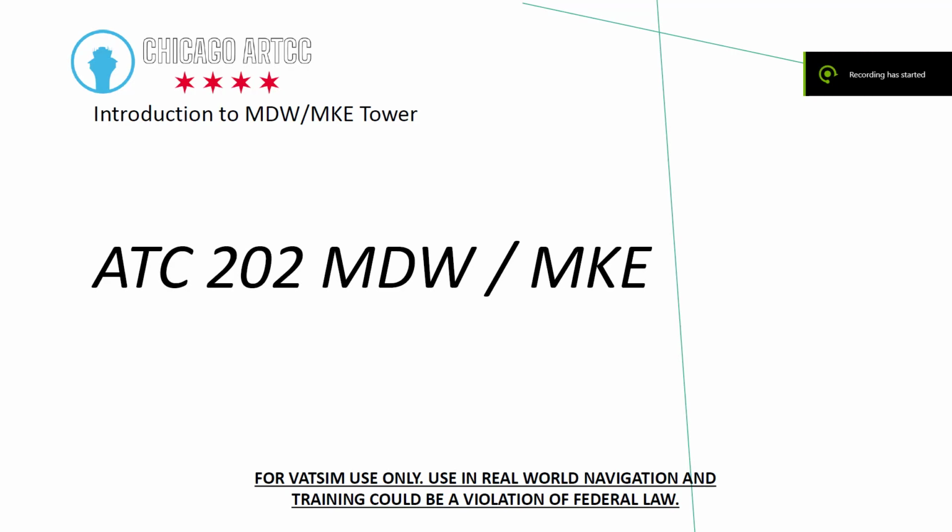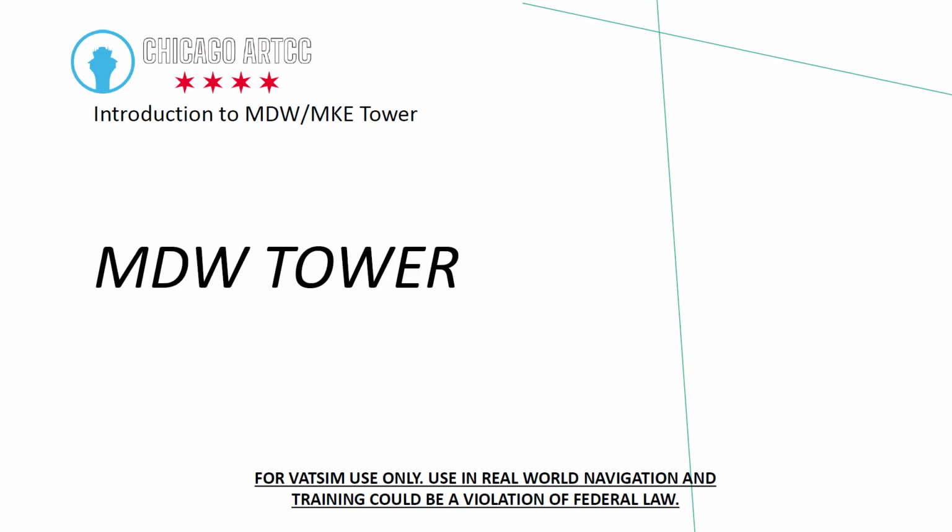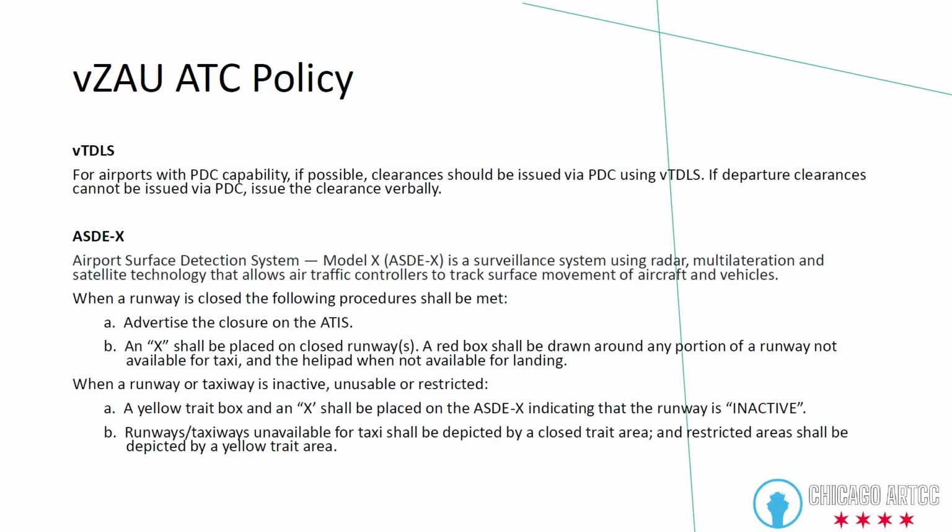ATC 202 Midway Milwaukee, Introduction to Midway and Milwaukee Tower for our S2 students. First, focusing on Midway Tower. All of these items that we discuss here in the SOPs, LOAs, and policy can be found in the training packages in those folders. Should you have any questions, obviously you can always ask your instructors or post in the Discord as well.